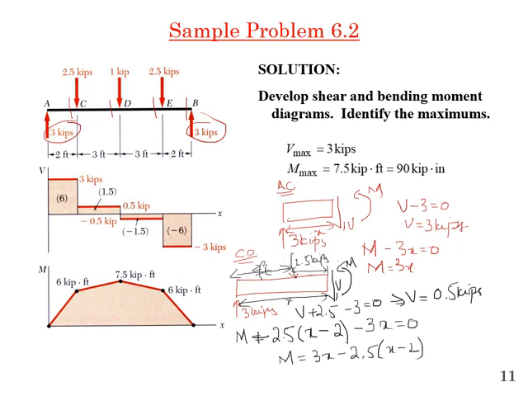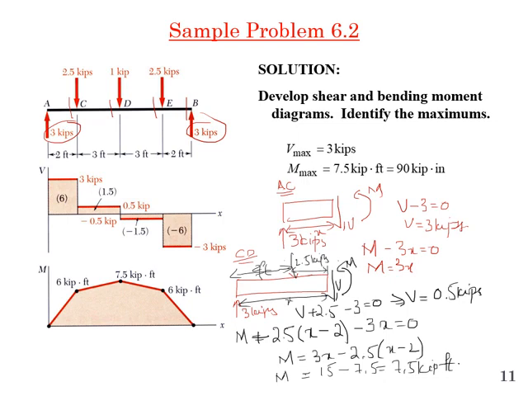Now if I put x is equal to 5, this will become 15 minus 2.5 times 3, so that will become how much? 7.5. So that will become 7.5 kilopound feet. The bending moment will increase linearly, and 7.5 kilopound feet will be at D, and you can calculate further.